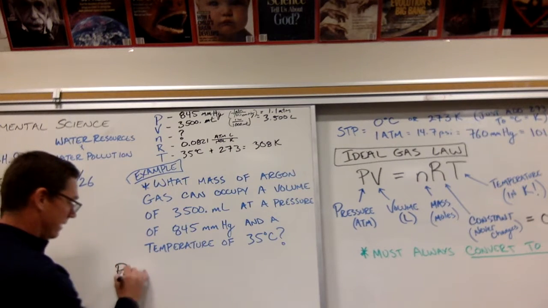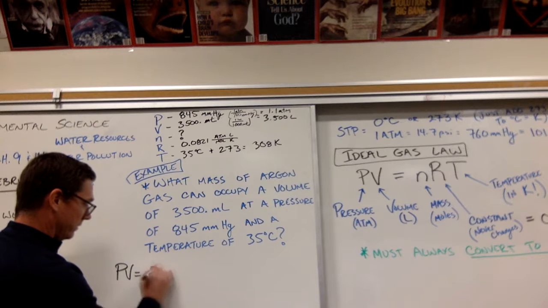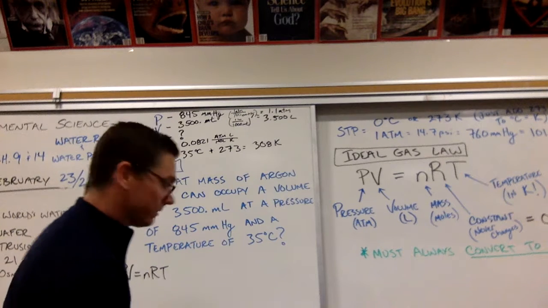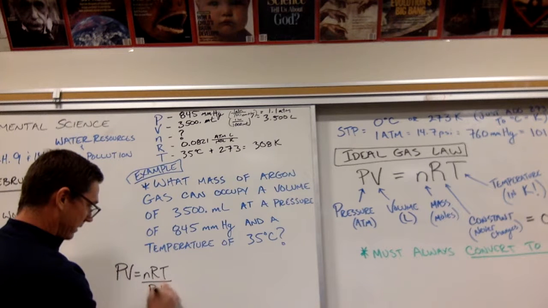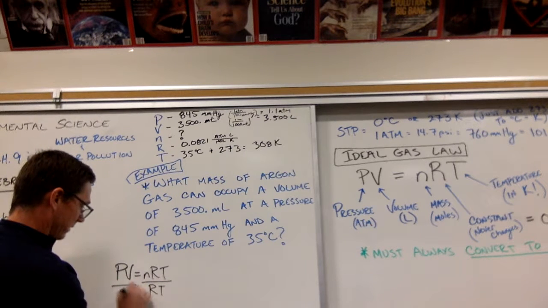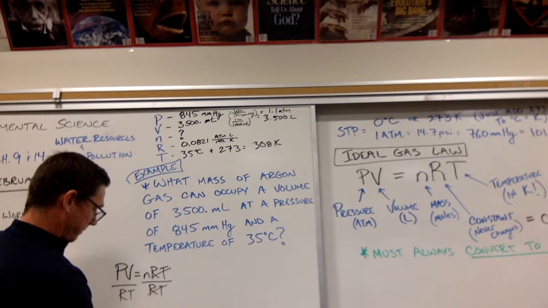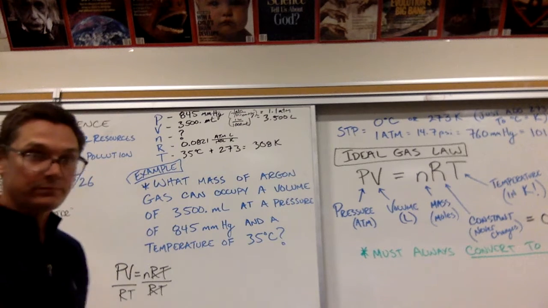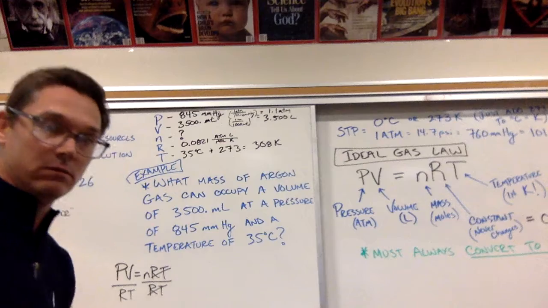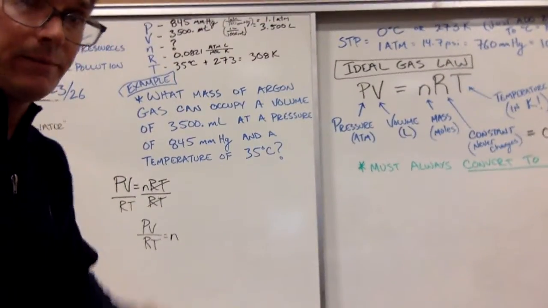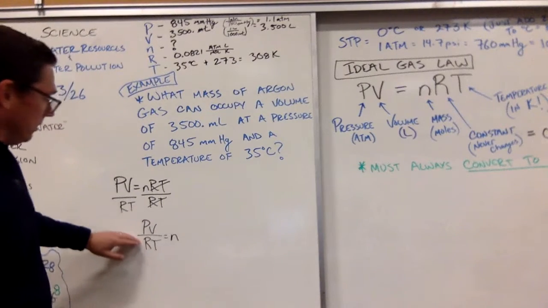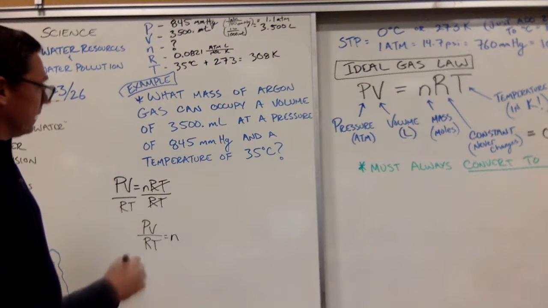So let's write it out here. All right, and we know we need to find mass. So if we're trying to find mass, we're going to divide both sides by RT. Divide both sides by RT. These will cancel out. So then we have PV over RT equals our mass. All right, so we have PV over RT equals N.